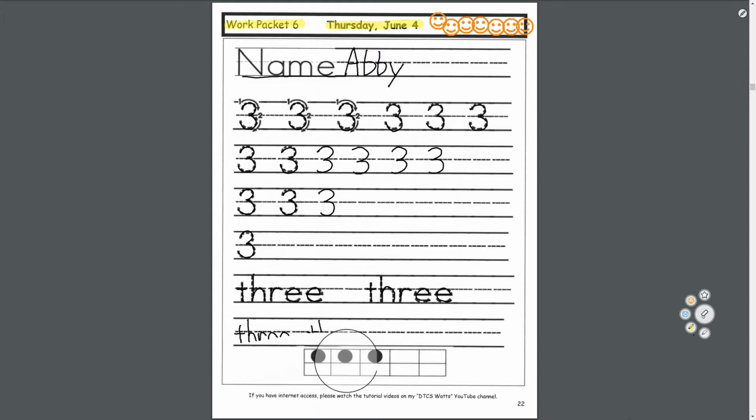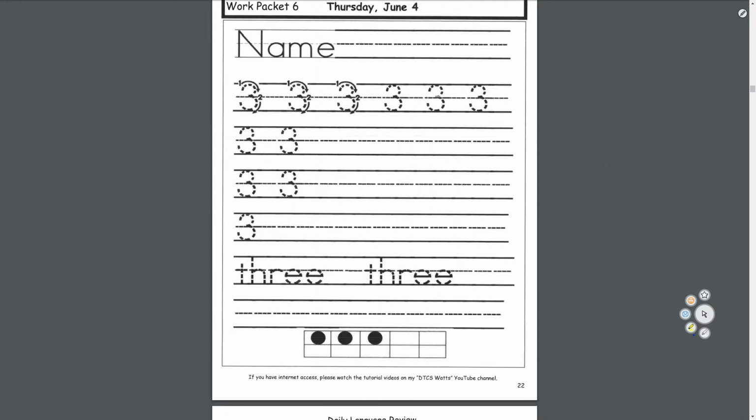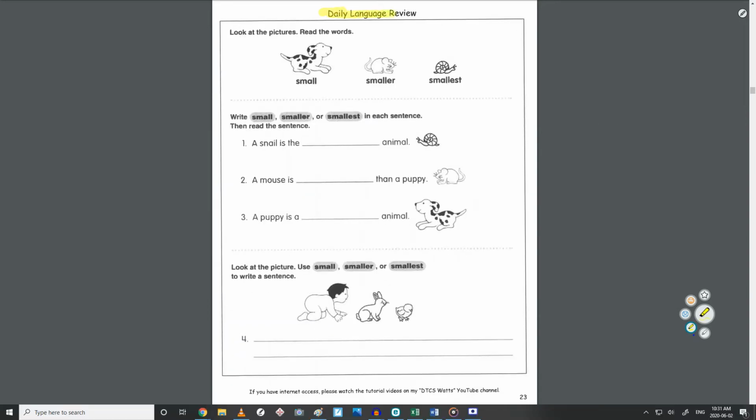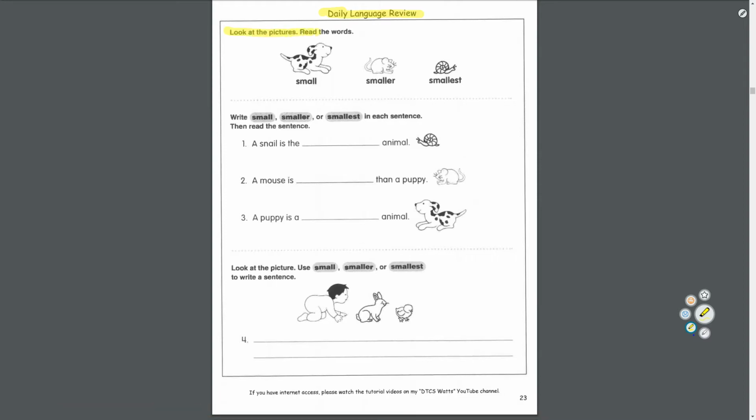Okay, let's move on to our daily language review. And we're talking about the words small, smaller, and smallest. Look at the pictures, read the words. I see a dog, and the word is small. I see a mouse, and the word is smaller because it's smaller than a dog, and a snail, and smallest because it's the smallest one out of the 3.